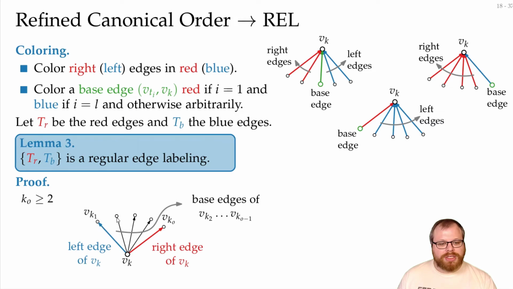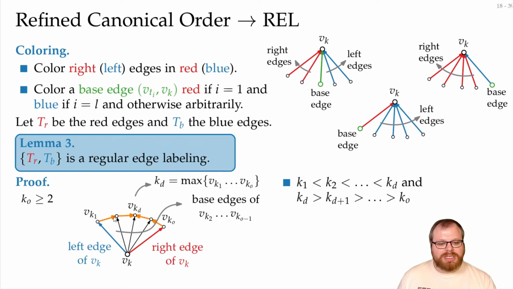Now we have a triangulation, so we must have all these edges. But what about the direction? We will pick the largest index among all these neighbors, which is our KD. Now all these edges must be directed in this way, from VK1 to VKD and also from VKO to VKD. And to prove that this is the case, this is exactly the same proof as we had before for the one with the smallest index in what lies below. We can apply exactly the same arguments here. So we have all these directions.